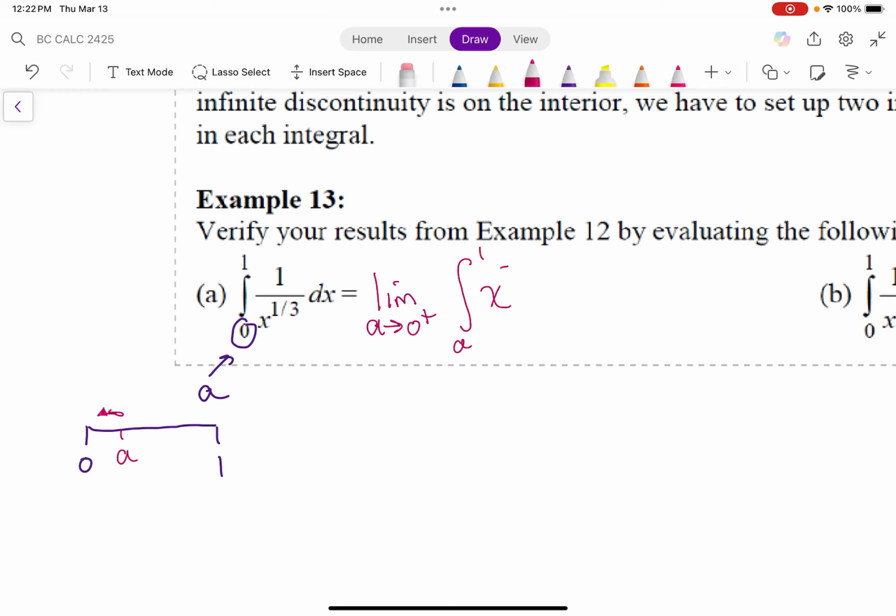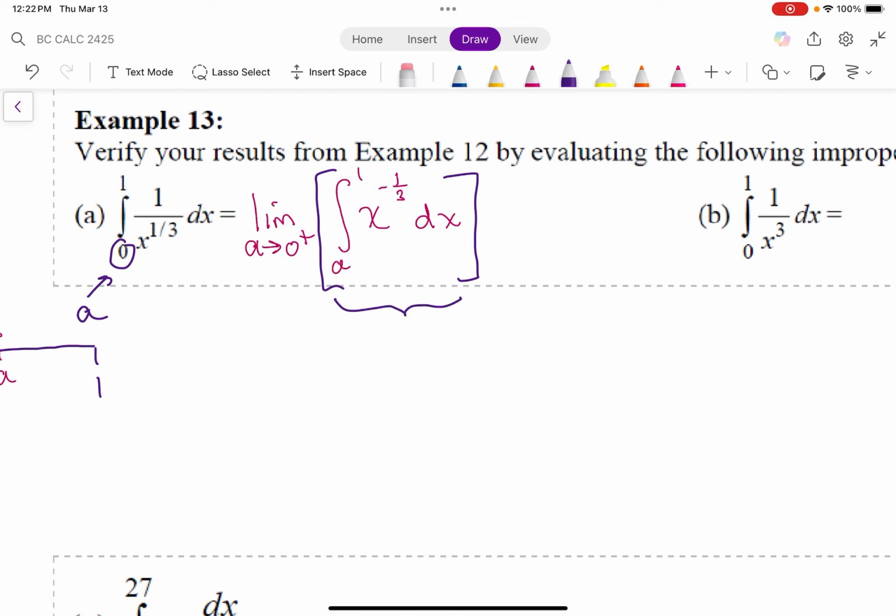Let's write this as x to the negative 1/3. So we don't have to keep writing limit, limit, limit, let's just analyze this first, and then remember that we're doing the limit as a goes to 0 from the right. So we use the fundamental theorem. We add 1 to the exponent, so it's x to the 2/3, and then put a 3/2 there, going from a to 1. So this becomes 3/2 times 1 to the 2/3 minus 3/2 times a to the 2/3.